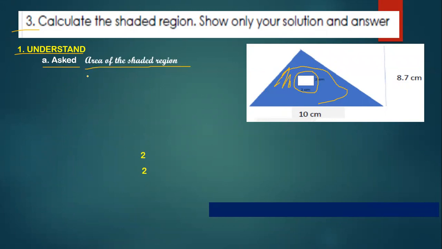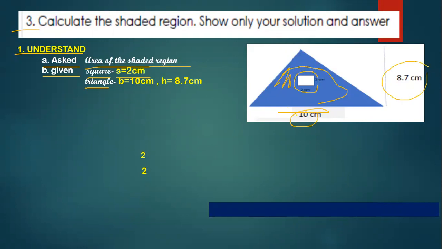Okay. After knowing what is asked, you have to know the given facts. Okay. So ano yung given facts? Meron tayong dalawang object. Meron tayong square at saka triangle. So anong given sa triangle at anong given sa square? Tingnan natin. Sa square, ang isang side ay 2 cm. Yun ang kailangan natin para sa square. Pagkatapos sa triangle naman, given ang base, that is 10 cm, and then ang height niya ay 8.7 cm. Okay na? Okay na ang given natin.